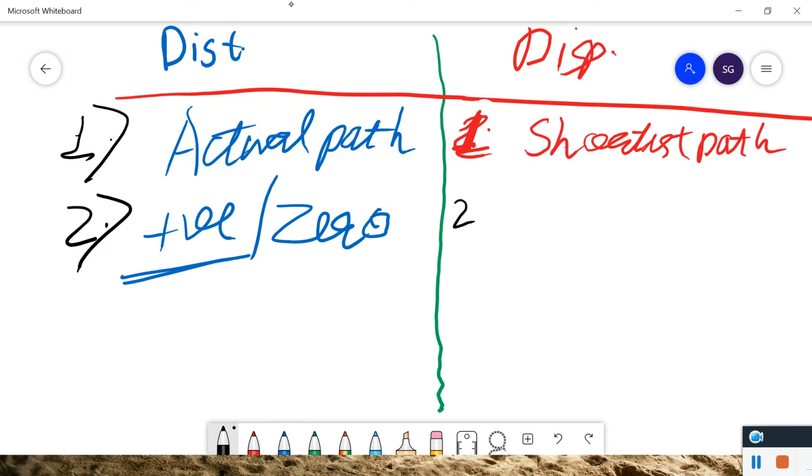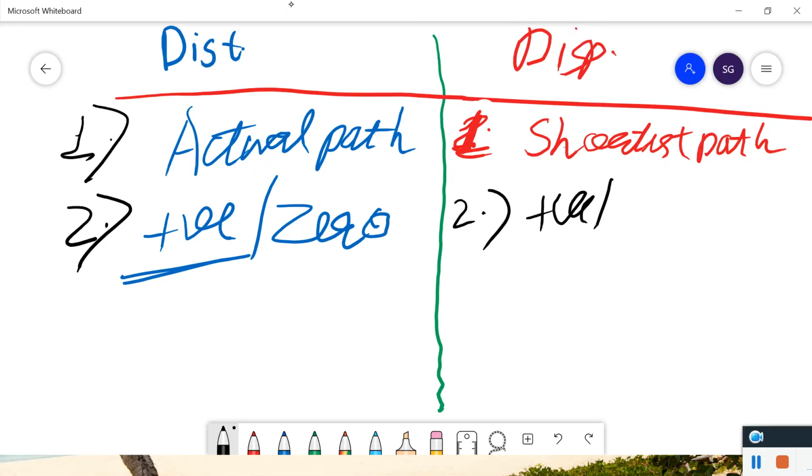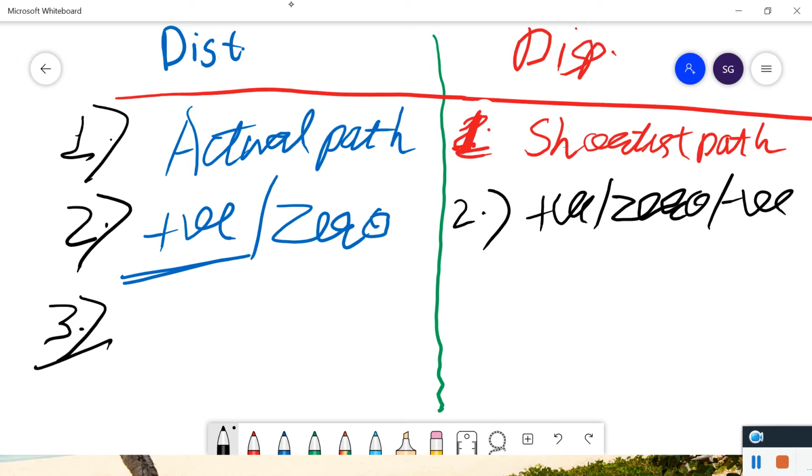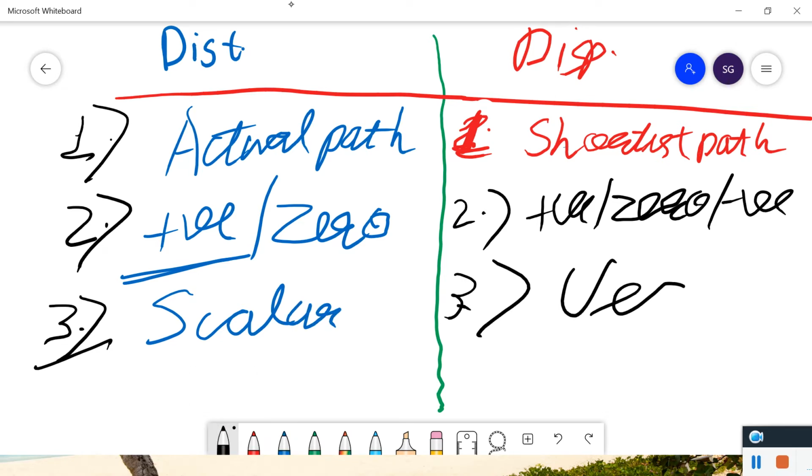Displacement can be positive, zero, or negative. Third point: distance is a scalar, and displacement is a vector.